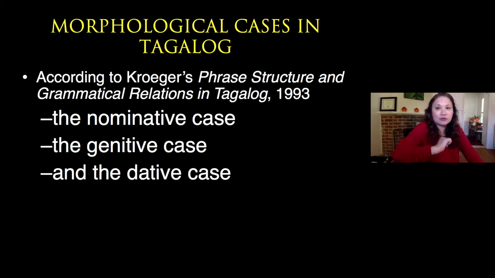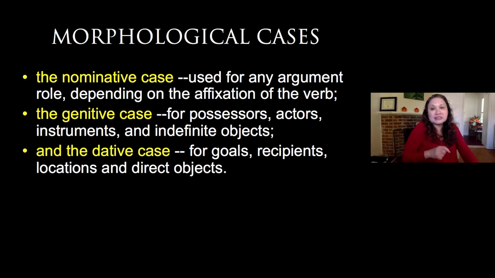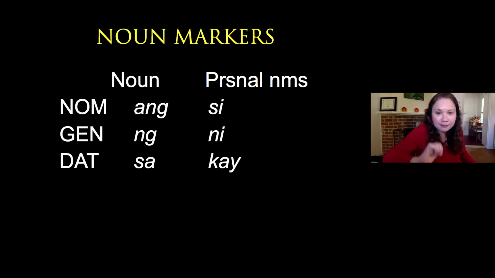Now, let's look at morphological cases in Tagalog. This is from Kroeger's Phrase Structure and Grammatical Relations in Tagalog, 1993. We're talking about the nominative case, the genitive case, and the dative case. You use the nominative case for any argument role depending on the affixation of the verb. You use the genitive case for possessors, actors, instruments, and indefinite objects, and the dative case for goals, recipients, locations, and direct objects.